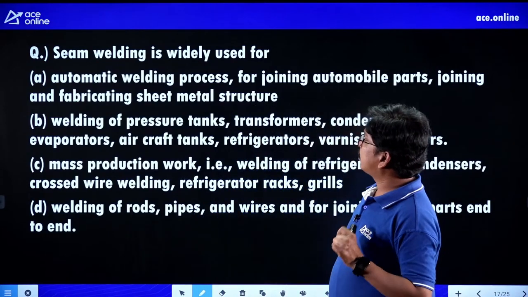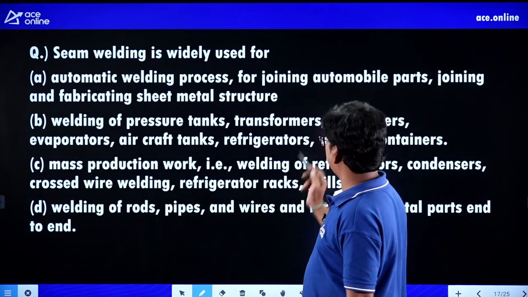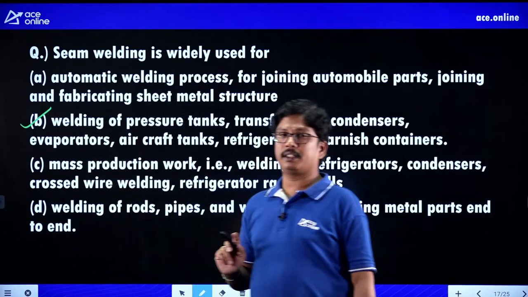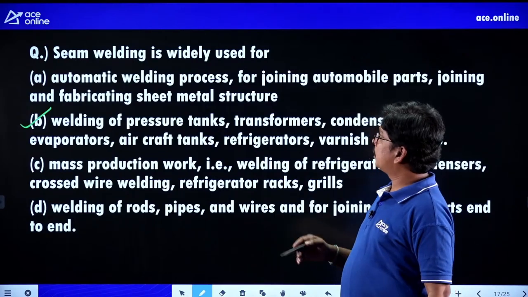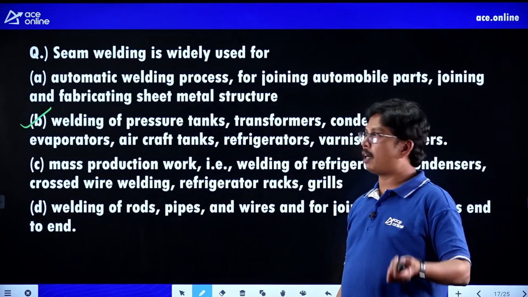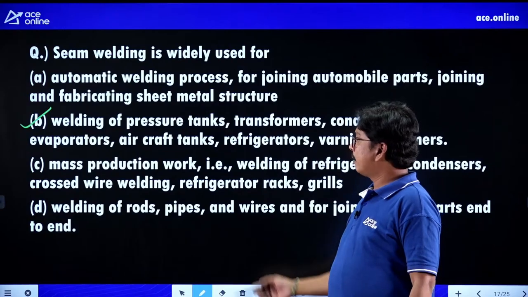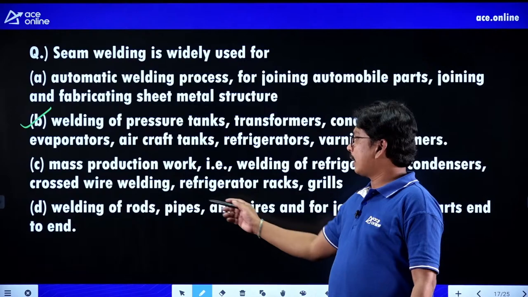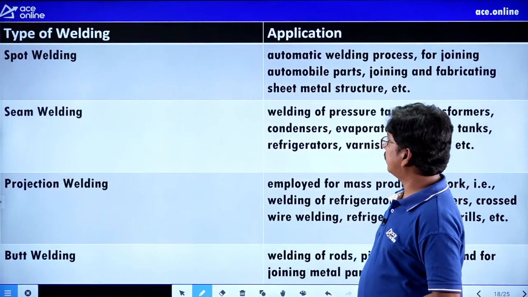So now see here, seam welding is used for welding of transformers or pressure tanks or condensers. So we are using the seam welding application here. Clear? So I will give you the detailed application. For the automatic welding process, we are going to use spot welding, and for transformers we are going to use seam welding. For mass production work, we are going to use projection welding, and for welding of rods, we are going to use butt welding, right? You can see that in the table.